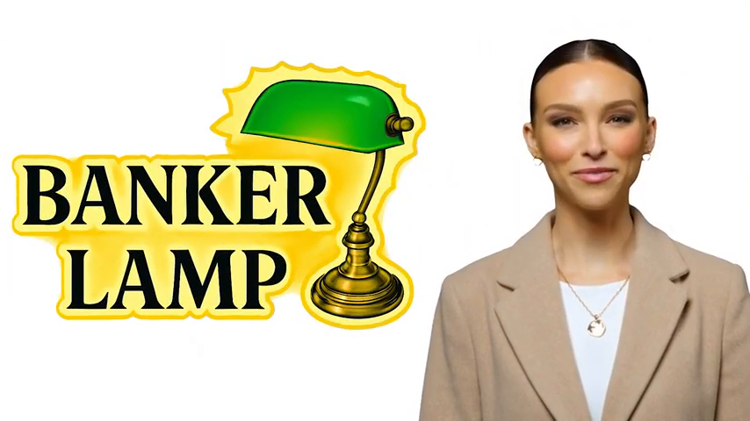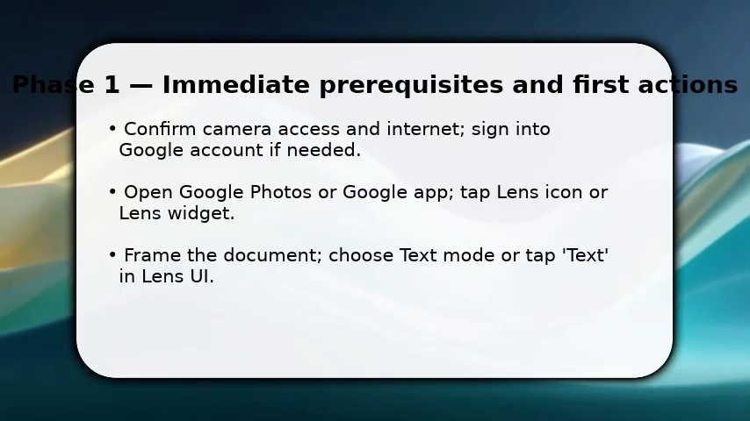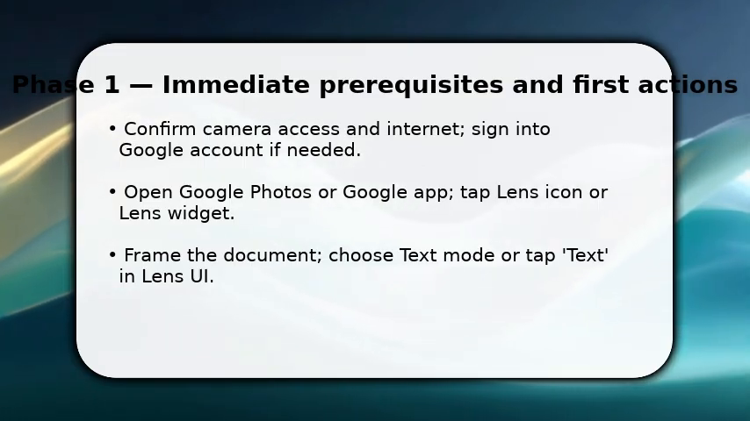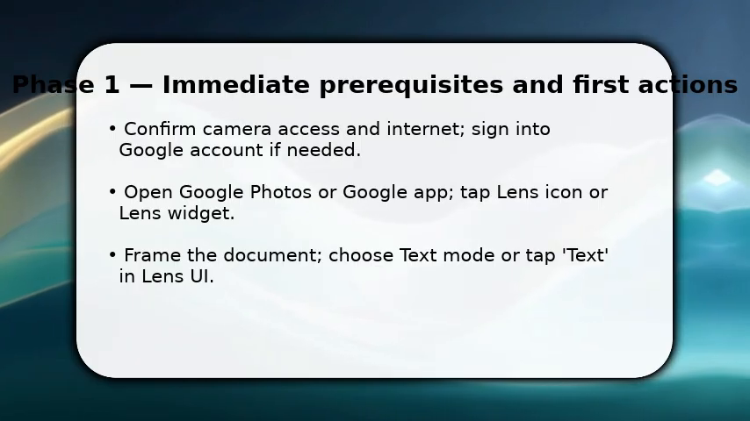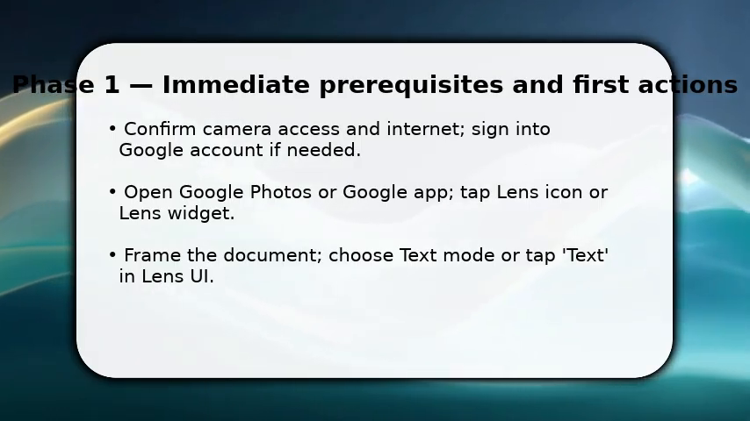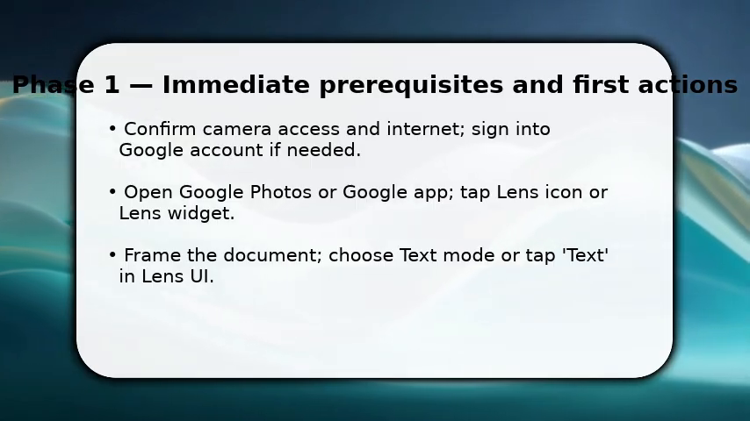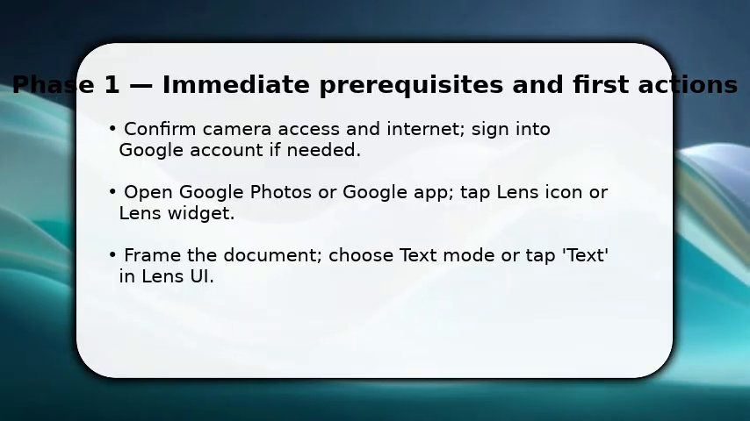Please enjoy the video. To start now, grant camera access and make sure your device is online because Lens may need cloud OCR. Open Google Photos or the Google app, then tap the Lens icon. Once done, switch to text mode. This tells Lens to prioritize characters, not objects.